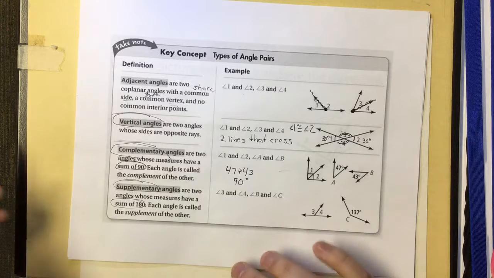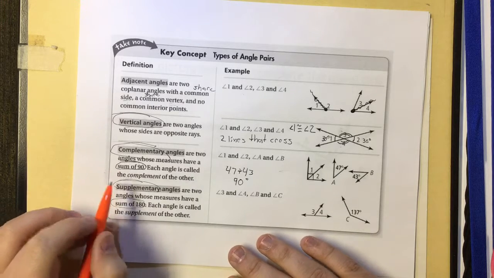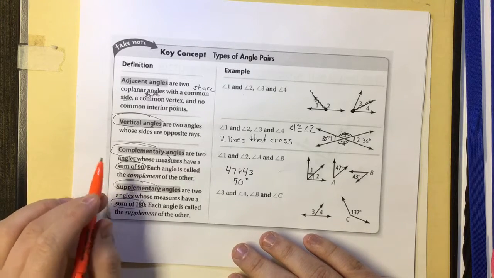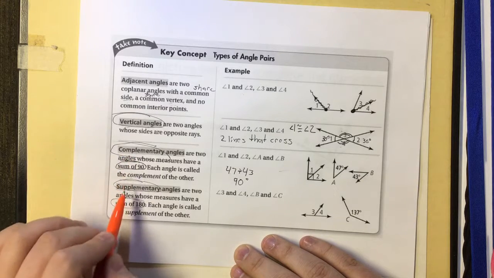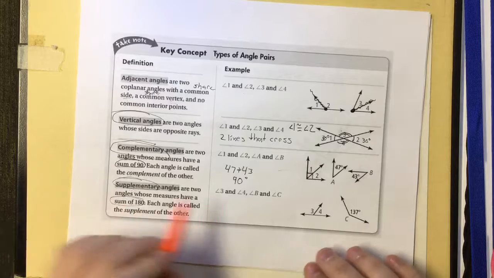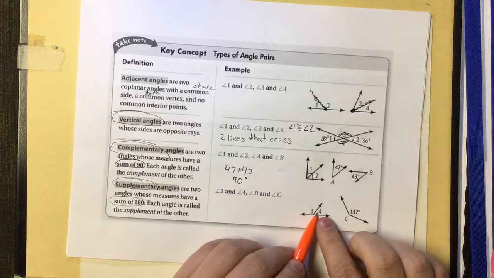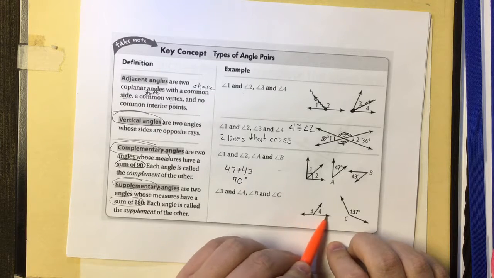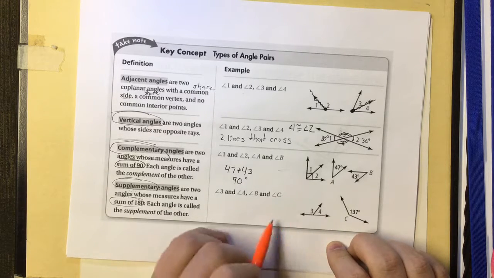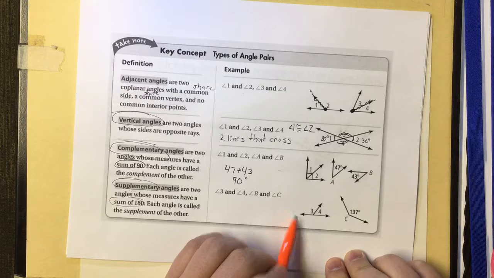That's our vocabulary here. Mr. Renneker and I talked about vocabulary being very important, and this is one of those cases. Complementary is 90, supplementary is 180. So here, 3 and 4 are supplementary because together they make a straight angle, a straight line, 180 degrees.